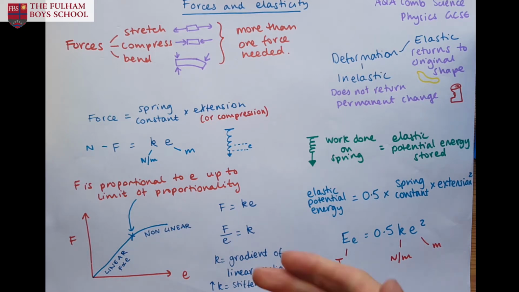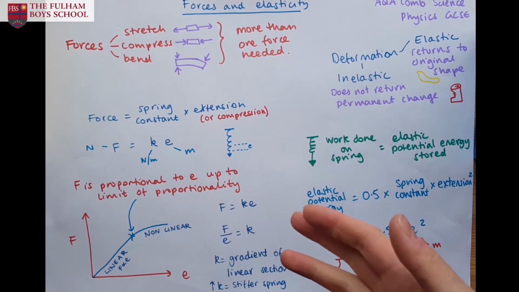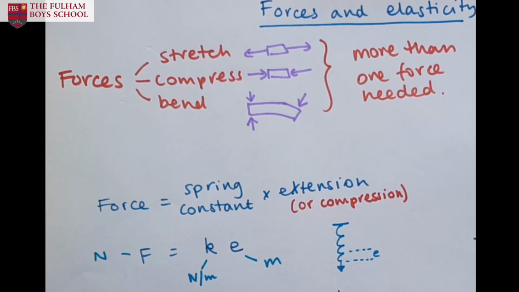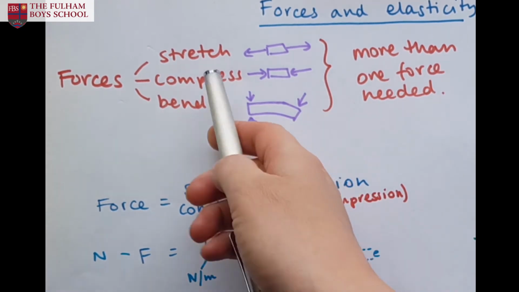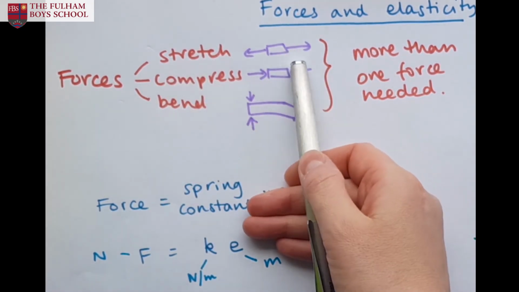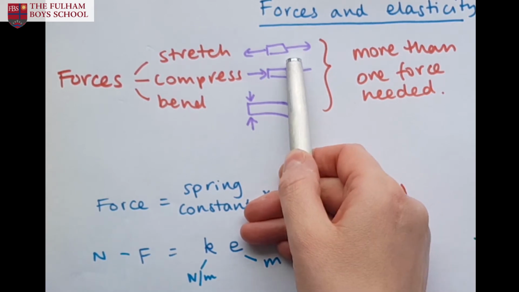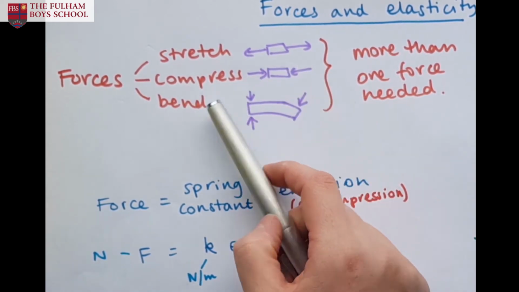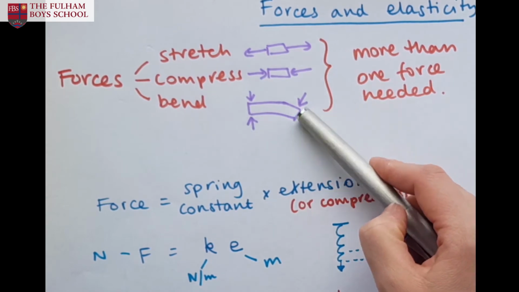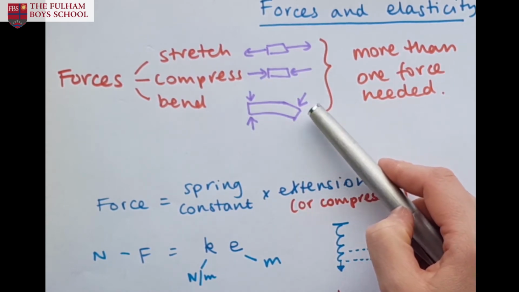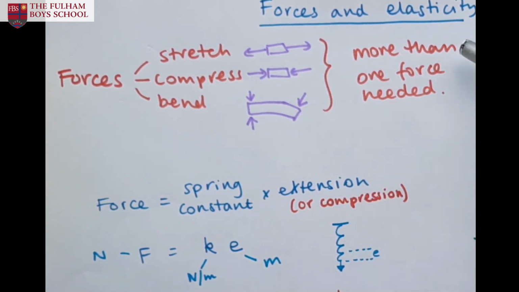So, forces can cause objects to change their shape. The change of shape could be compression, stretch, or a bend. If it's going to be a stretch, you're going to have two forces acting on the object in opposite directions, outwards. Compress is acting inwards, and for a bend, you need to fix your object and have another force on it. For all these three shape changes, more than one force is needed. If you just have one force, the object will most likely change its velocity instead of changing its shape, or the object will move away.